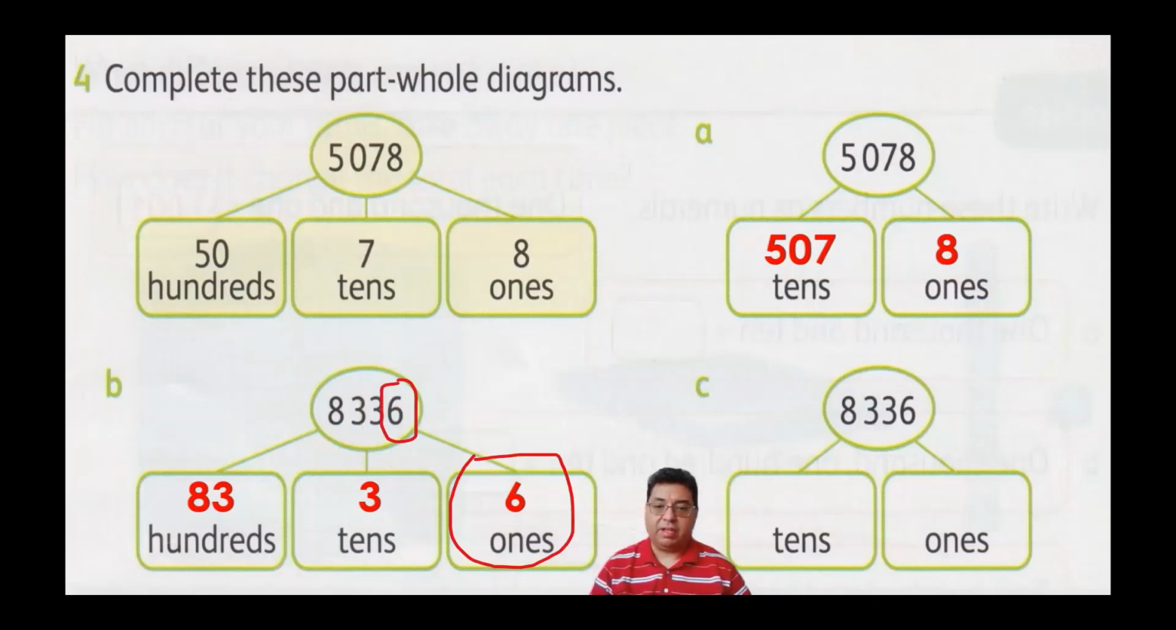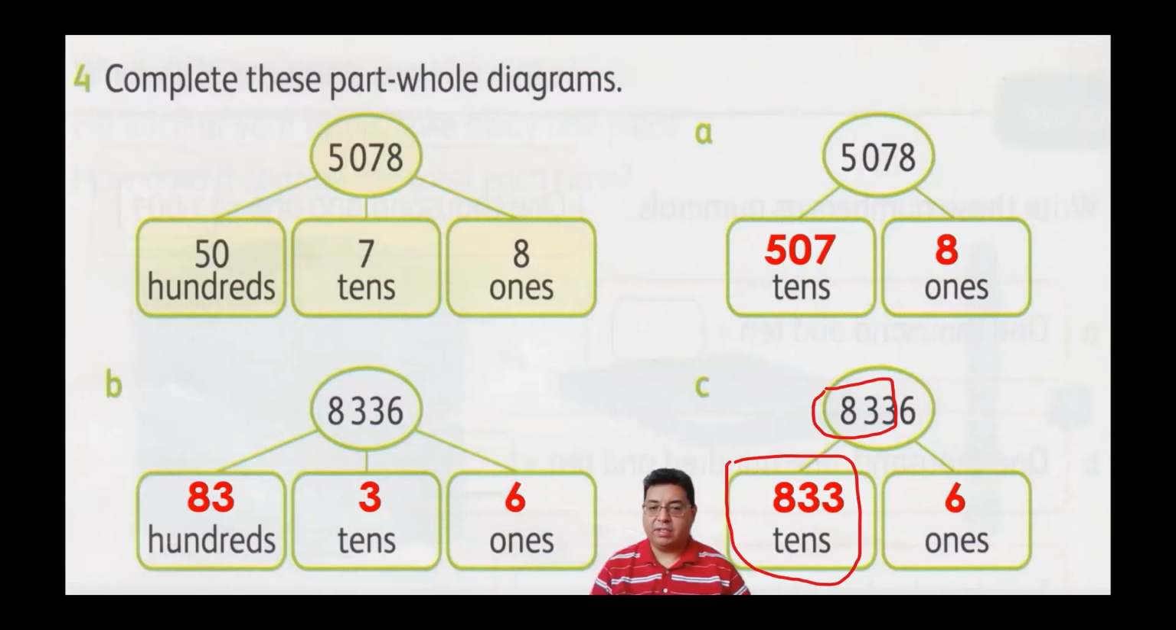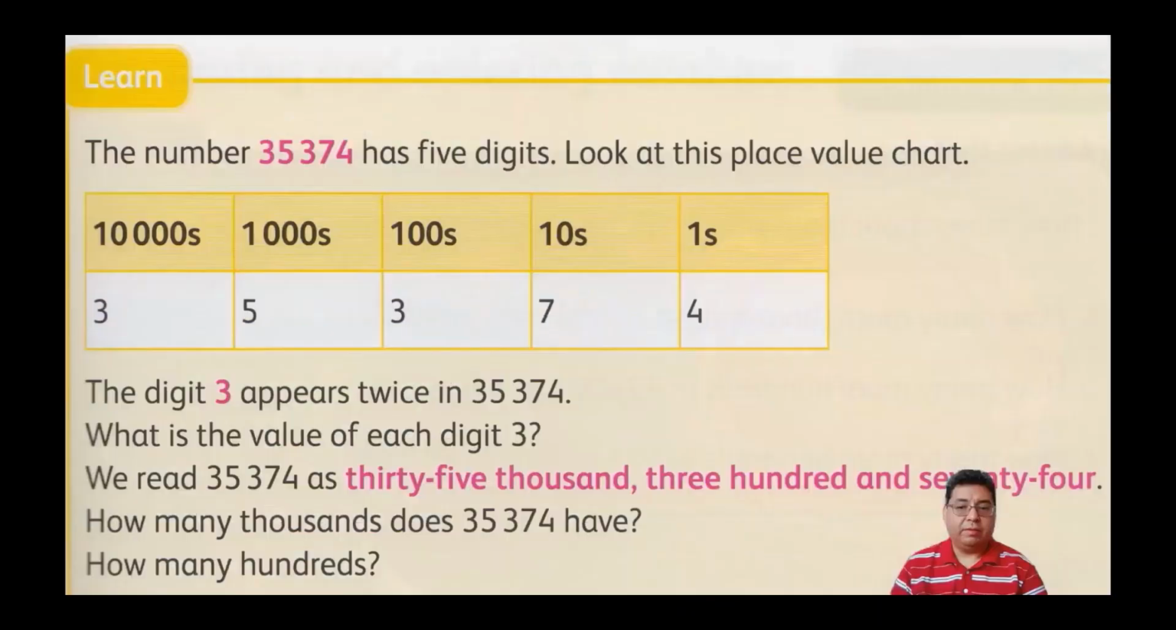Now for letter C, same thing. We've got 8,336, but we don't have a hundreds or a thousands place. So just like what you did in A, you're going to do the same thing in C. So the numbers you would put in the tens and the ones would be as such: 833 tens and 6 ones.